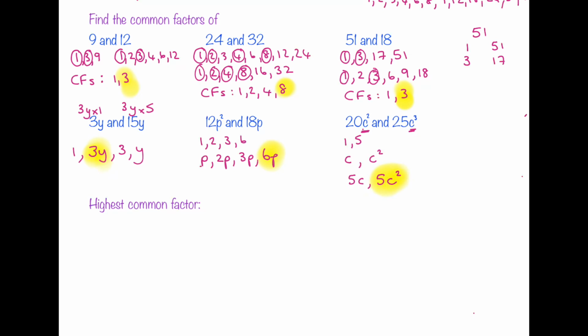Okay, so what you can see here is if you pick the biggest number with the highest power of the letter, that'll give you the highest common factor. Okay, so although we've not written anything here for highest common factor, we've looked at it there. So we'll just do one little example of highest common factor, and then we're going to move on and look at actually using it to factorise.